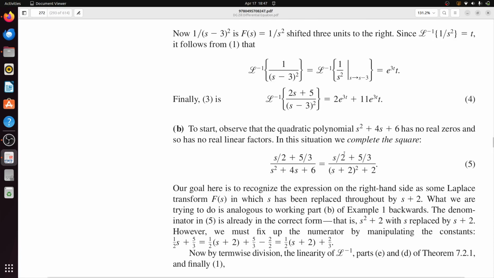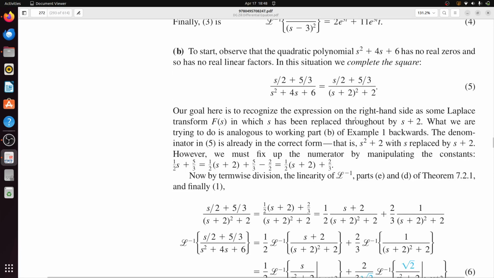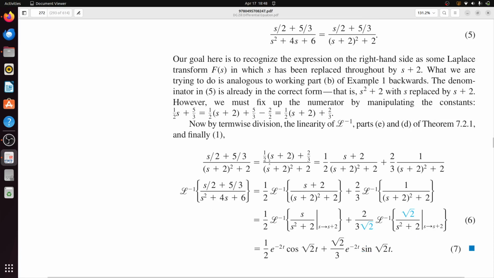Now you will simply put it into a square form and you get s by 2 plus 5 by 3 on top, and below you get s plus 2 whole square plus 2. You always need to think in the reverse manner. Here you have s plus 2 whole square, so you need to manipulate this s so that you can write s plus 2. So you put s plus 2 divided by 2 and subtract 1. So the above can be written as half into s plus 2 by s plus 2 whole square plus 2.